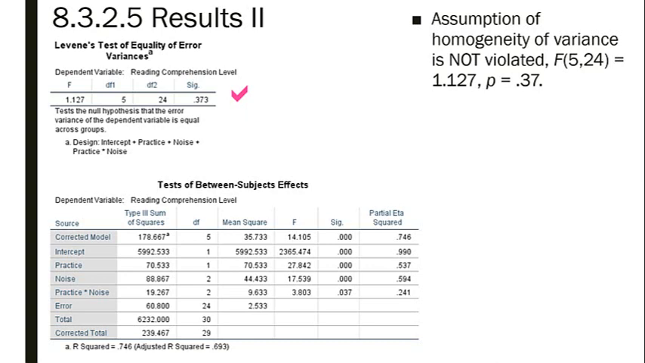So we can look at this tests of between subjects effects table. You'll notice that it reminds us what our dependent variable is, reading comprehension level. And then we've got 1, 2, 3, 4, 7 columns. The source, this is our ANOVA source table, and you'll notice it's got a lot more lines than the ANOVA source table when we did a one-way analysis of variance. But just like one-way analysis of variance, we've got sums of squares, degrees of freedom, mean square, F, and then a p-value. And then as a little bonus, we've got an effect size, partial eta squared, so we don't have to calculate eta squared ourselves.